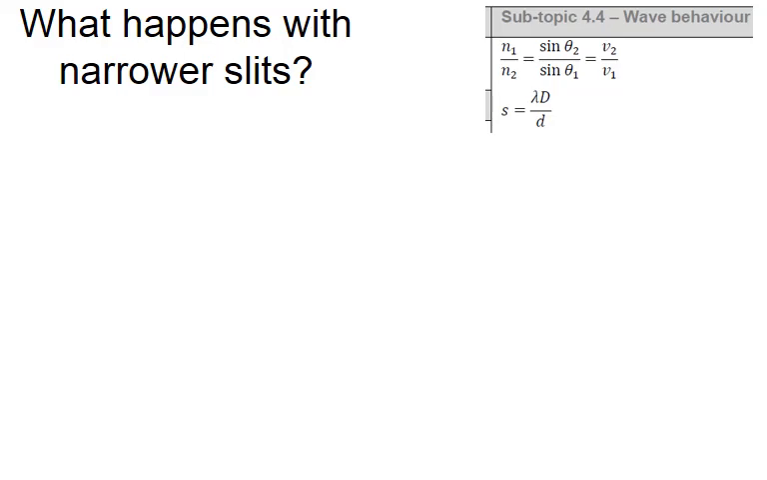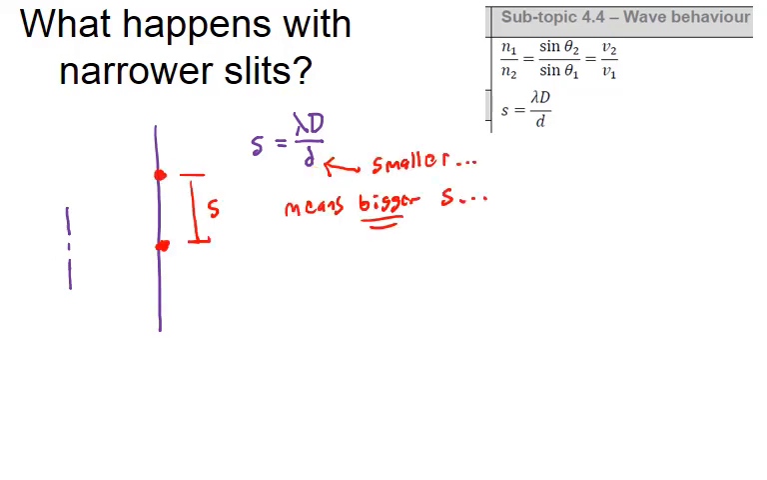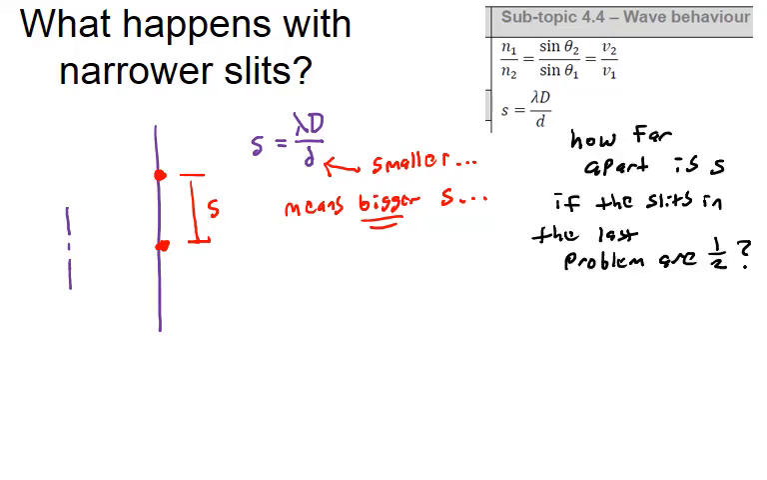So what would happen with narrower slits? The slits are closer together. Well, if we think about that, if this is closer together, this is going to be a smaller number. And if it's smaller, that means that S over here is going to be bigger. So the smaller the distance between the slits, the greater the diffraction that we're going to have, and the more spread out it's going to be.